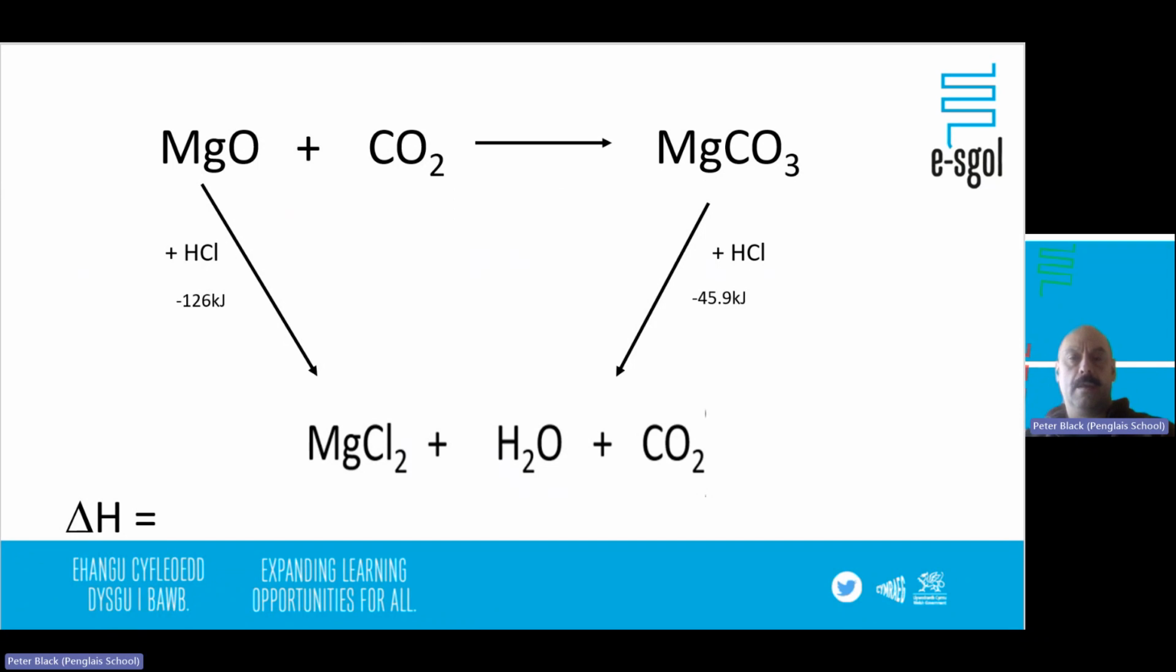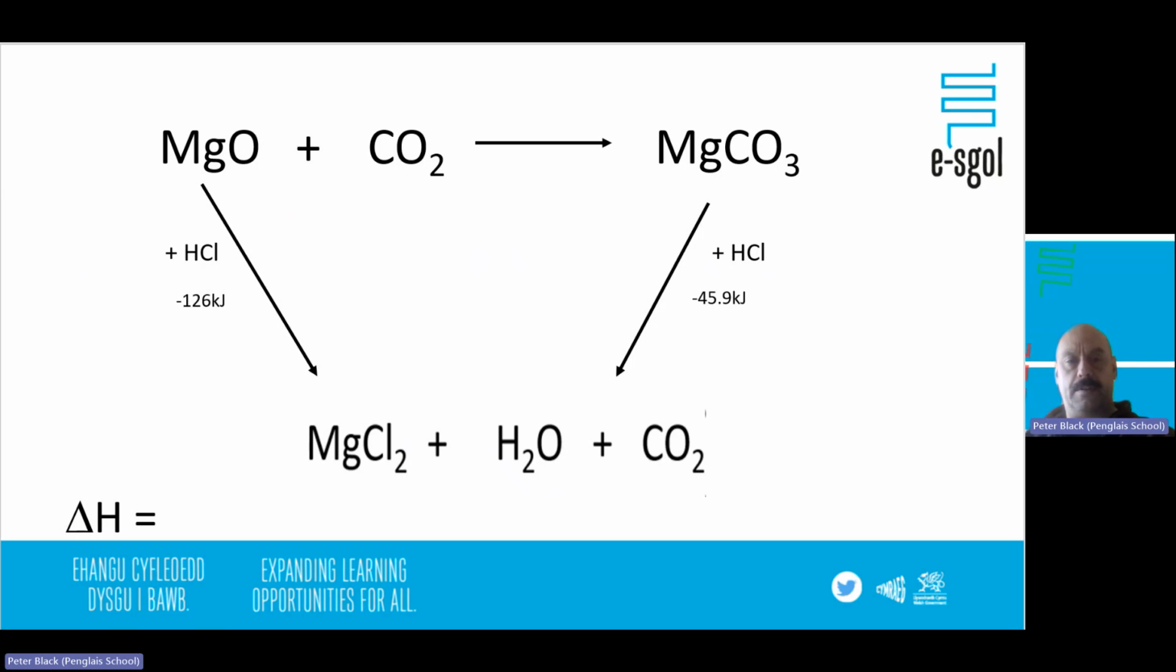So what we've done now is look at experimental techniques for measuring these enthalpy changes accurately, and we've also constructed our Hess cycle based on the reactions we've got. So how are we going to use our Hess cycle?